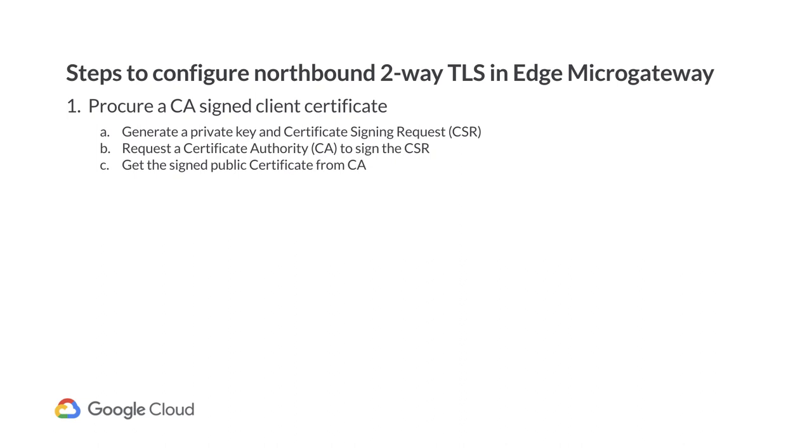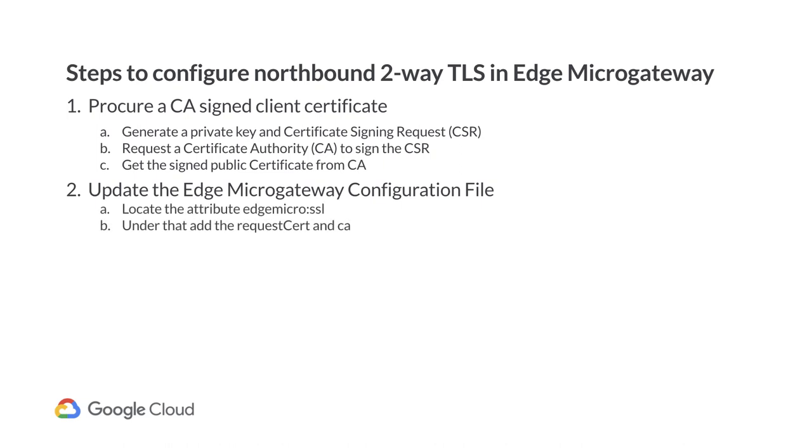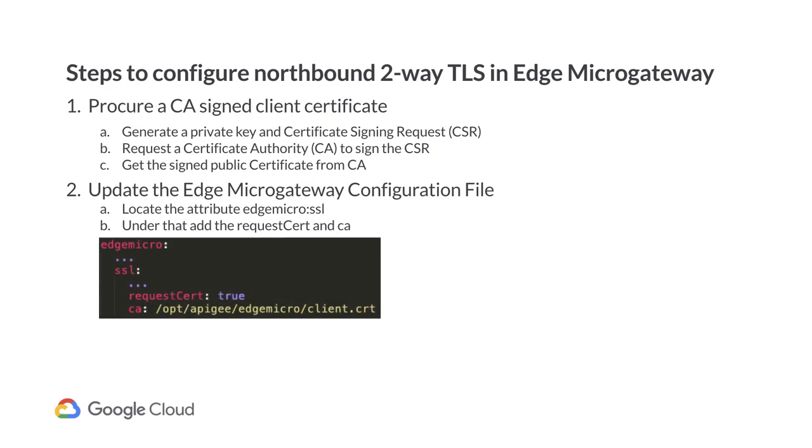Once we have the certificates and corresponding private key prepared, the second step is to update the Edge Micro YAML configuration file for the desired organization and environment. Ensure that the client certificate and its complete chain is available in PEM format on the file system so that we can reference it from the Edge Micro Gateway config. Then locate the SSL option that we added earlier, and now add the path to the client cert or cert chain. We also set request cert to true so that the Edge Micro Gateway requests a client certificate during the TLS handshake. Finally, we will reload the Edge Micro Gateway to pick up the new configuration changes so that it starts requiring two-way TLS connections.